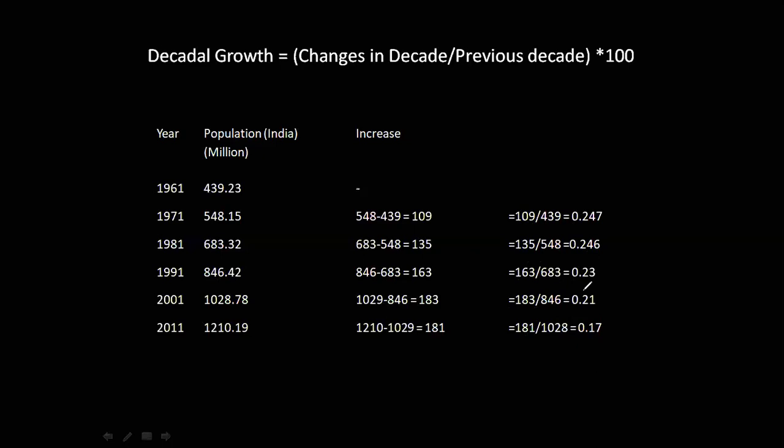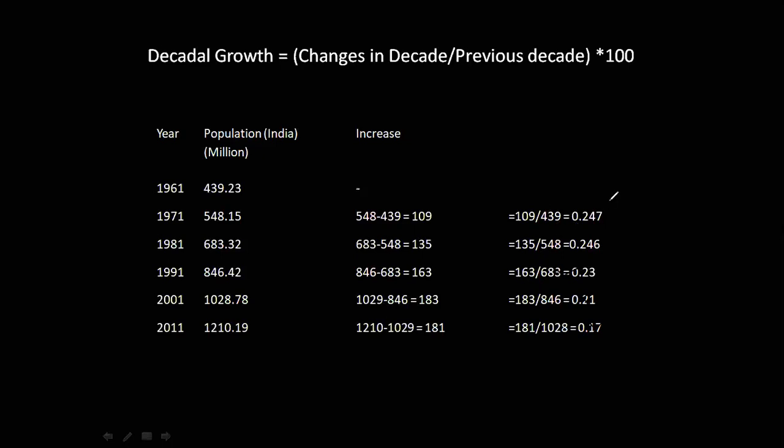Okay. Further, when I move on, I will eliminate this one. You need not take the 2011 data. You just go for the previous things. It is coming like 183 divided by 846. It will be 0.21. So even this will be eliminated. 163 divided by 683, it will be 0.23. Even that you can cancel.